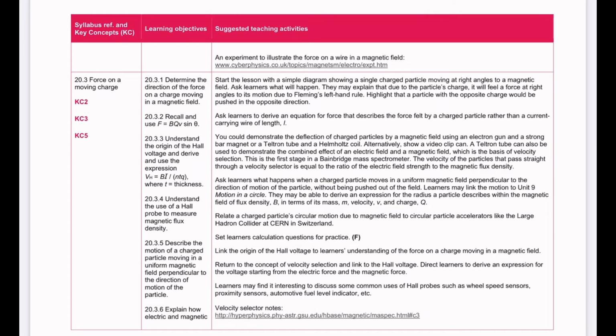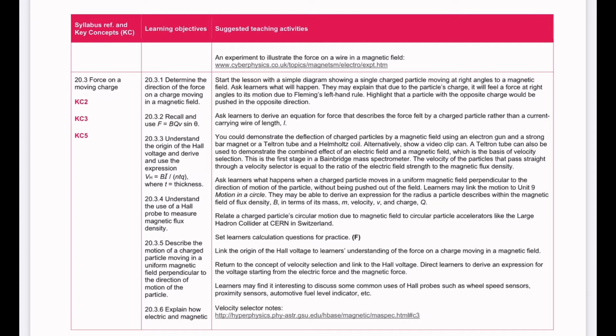Key concept 20.3. Force on a moving charge. Learning objectives. 20.3.1. Determine the direction of the force on a charge moving in a magnetic field. 20.3.2. Recall and use F = BQv sin θ. 20.3.3. Understand the origin of the Hall voltage and derive and use the expression V_H = BI/(ntq), where t is the thickness.